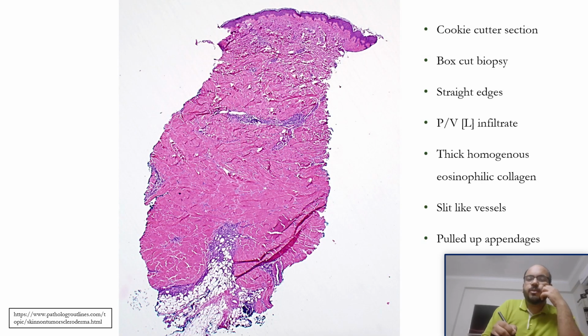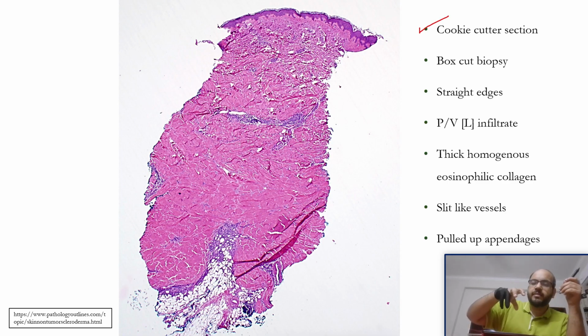So look at this biopsy of morphea. There are certain terms that have been used for biopsy of morphea, like cookie cutter section. When you're baking cookies, you have a metal cylinder which you put on the dough, and then you cut out circular pieces of dough which you bake to form cookies. So the biopsy looks like somebody has used a cookie cutter on the skin, because it has such well defined edges.